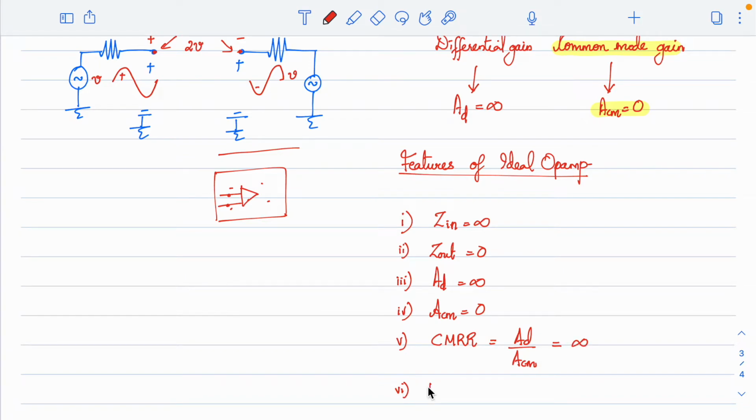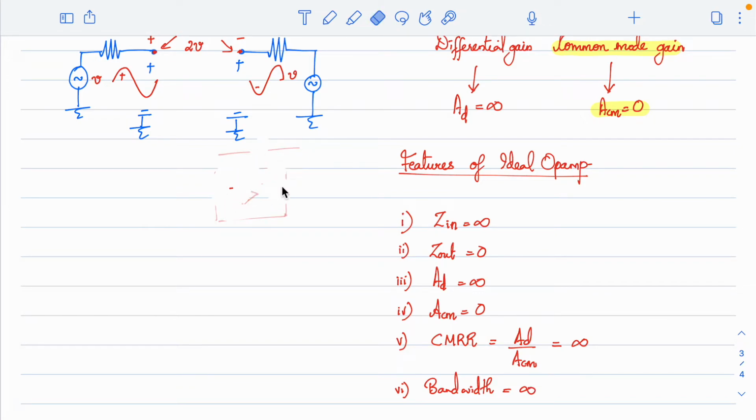And finally, as someone put in the chat, bandwidth: it should respond for all frequencies. That is what the need is, and we are looking for infinite bandwidth, even though in the practical case none of these things will be followed. You'll have a high gain, high input impedance, but it will never be infinity, right? But in the case of a MOSFET based input differential pair amplifier, we can still say that the input impedance is very, very high. Alright, so these are the features of an ideal op-amp.